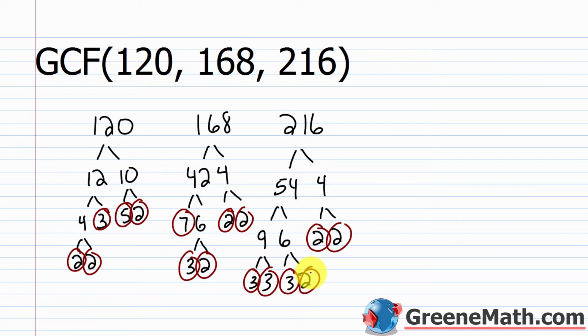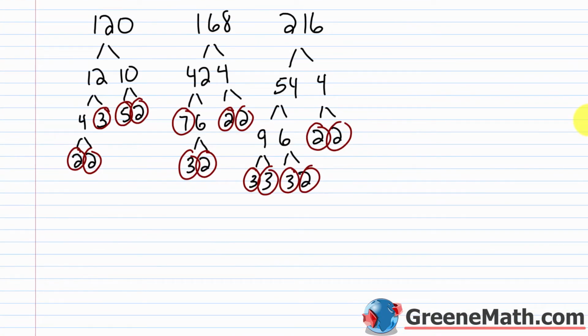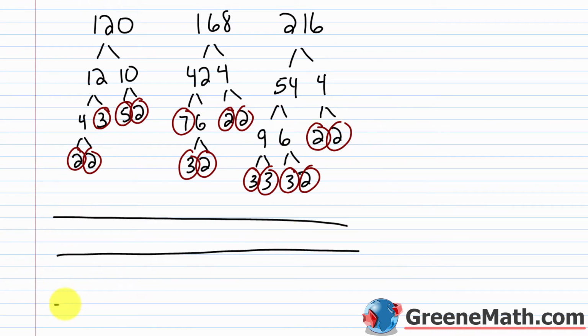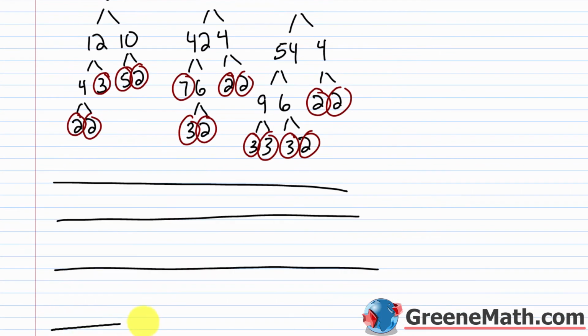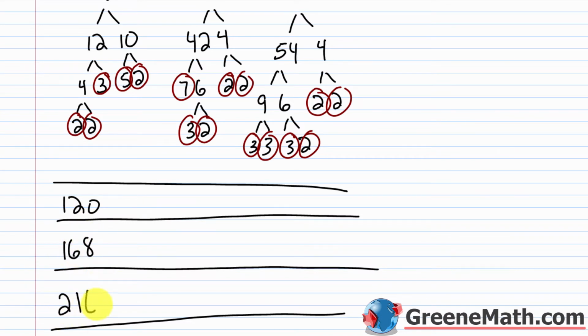Okay, so now that we've got this set up, let's go ahead and make a table, just like we did in the last example. So we're going to make 4 lines here. Okay, so we'll have 120, 168, and 216. Put a little line there.